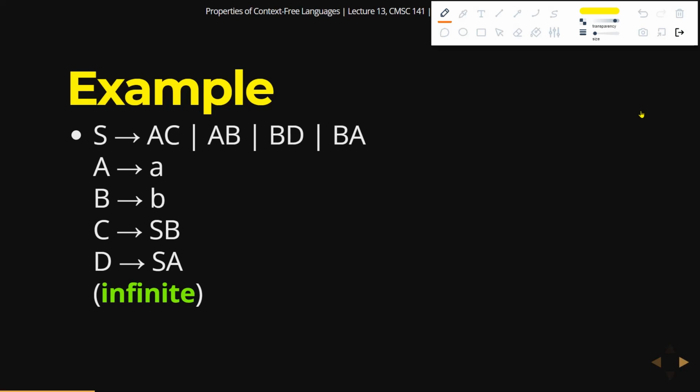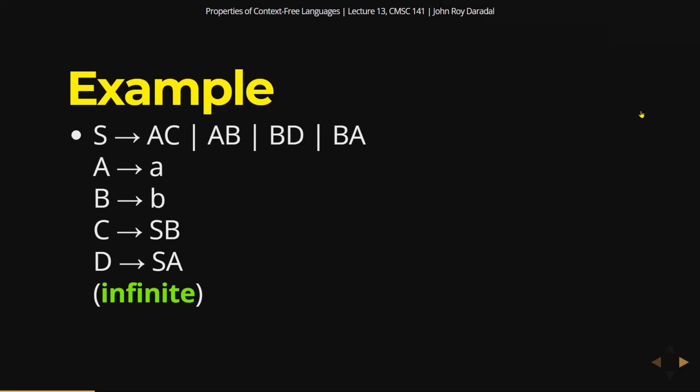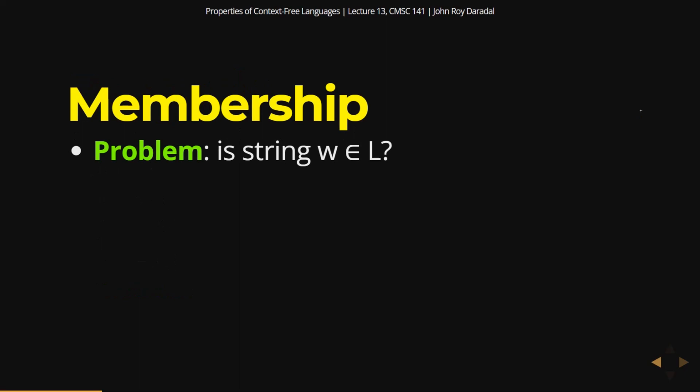So that is how you determine if the given context-free language is infinite or not. You use the simplified CFG, create the directed graph, and find out if there's a loop in the graph. Next is membership. Is the string W part of the language? So you're testing for membership of the string.